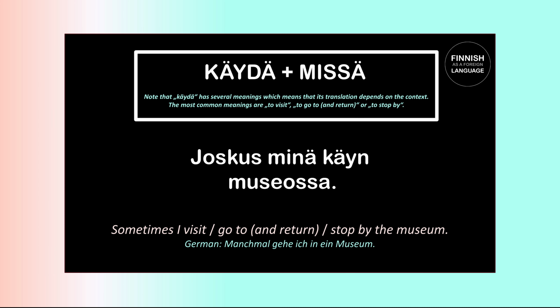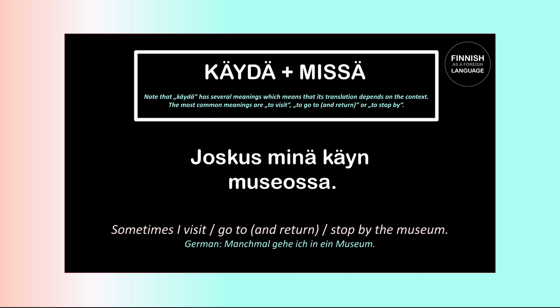Here are two examples. Joskus minä käyn museossa means sometimes I go to a museum. So joskus means sometimes, minä I, käyn means here I go. It's the first person singular present tense of the verb käydä, and museossa here is the inessive case of museo, which means museum. So as you see here in the sentence, we have the verb käydä. That's why we have to put the location we are going to into the inessive case, which is why we say museossa. Let's repeat. Joskus minä käyn museossa. Sometimes I go to a museum.